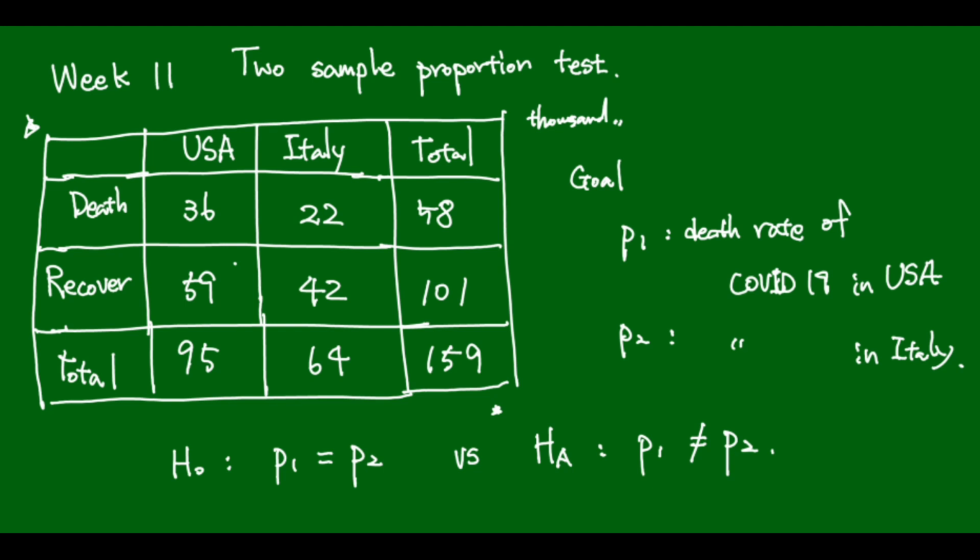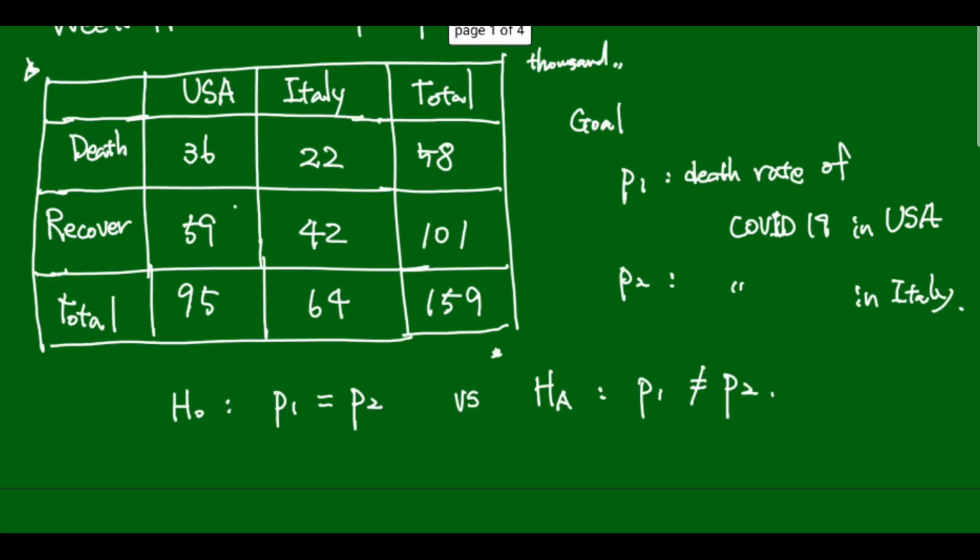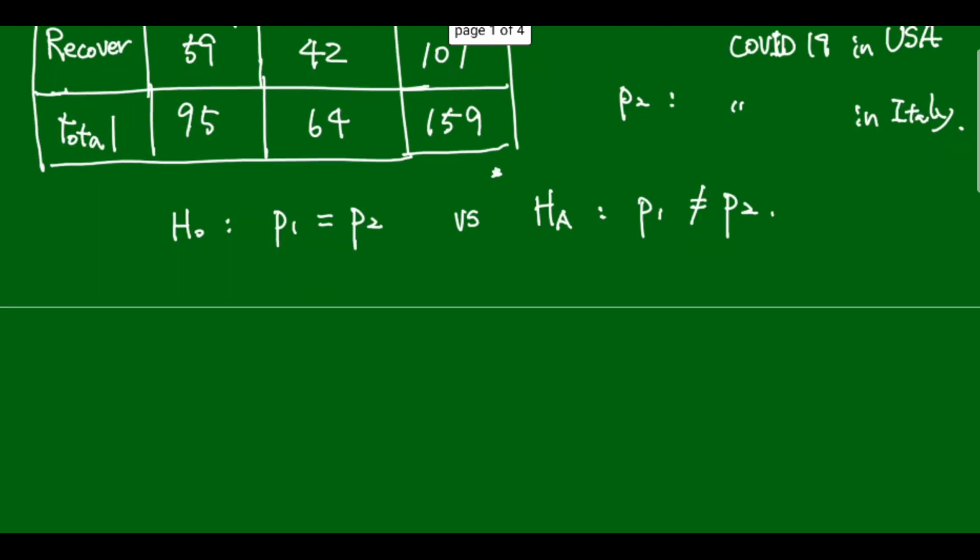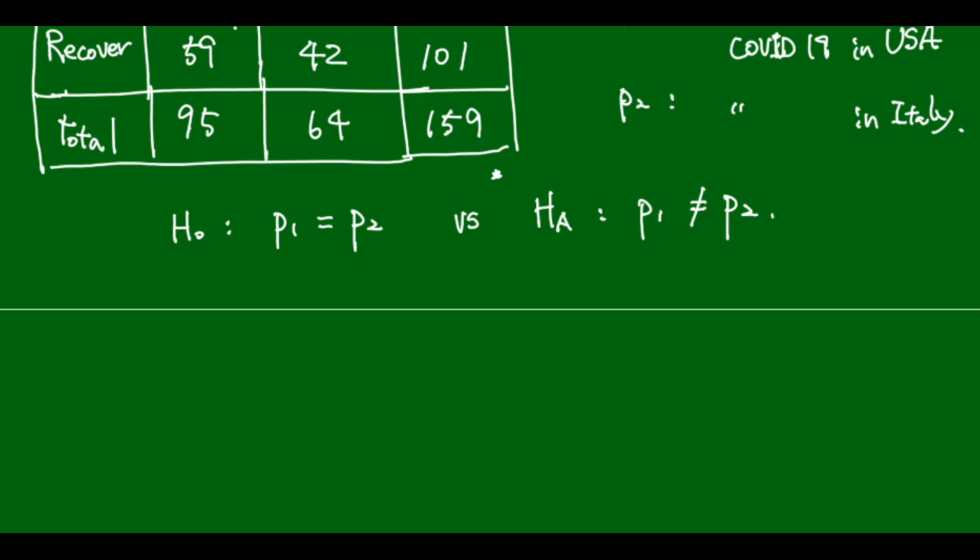We don't know the exact death rate of COVID-19, but we assume that if there exists a true proportion of the death rate, then it should be the same in both countries. But there is a possibility that these two rates are different, because the countries could differ in the way they deal with COVID-19. That could be a reason the death rate of COVID-19 differs between the countries.